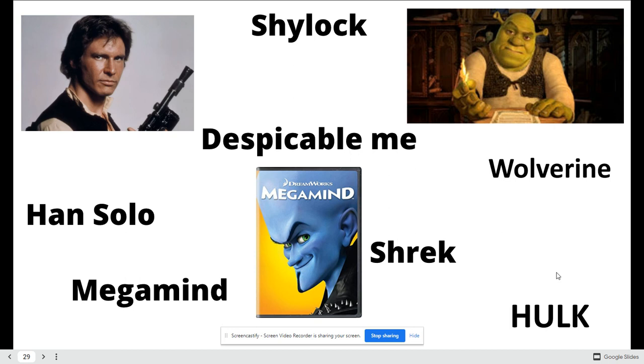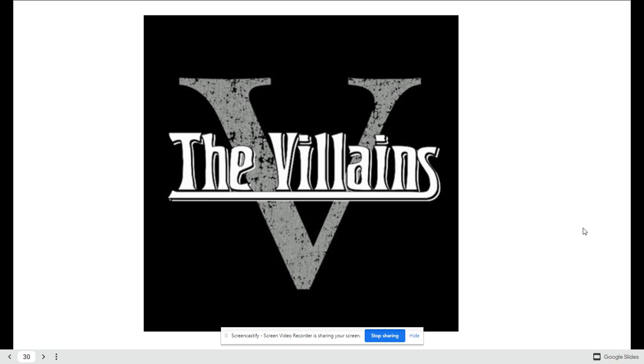So some of the anti-heroes: Shrek, right? Shrek did not want to save the princess. He was doing it for his own benefit. He wanted to save the swamp, and ended up being the good guy. Wolverine, Hulk, Megamind. You could just even see by his picture here that he is not of a hero status, but ends up being a good guy. Despicable Me. Shylock from The Merchant of Venice. We talked about Shylock earlier when we did drama, and then Han Solo.